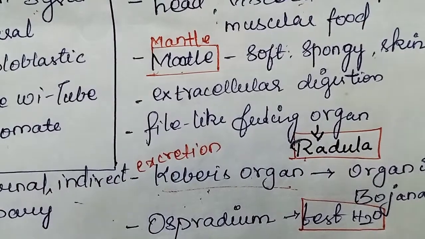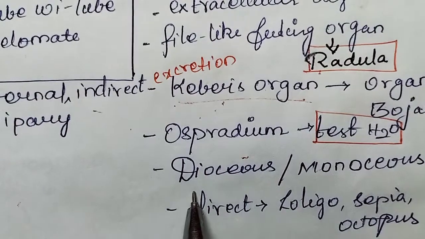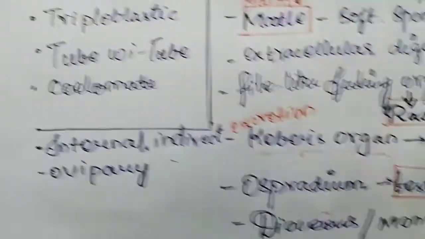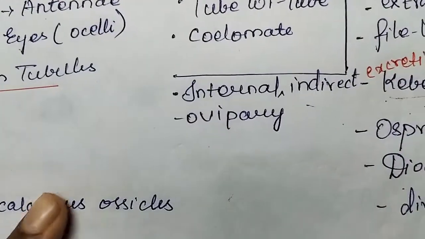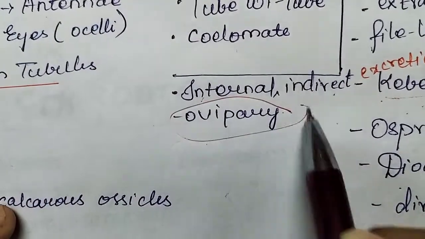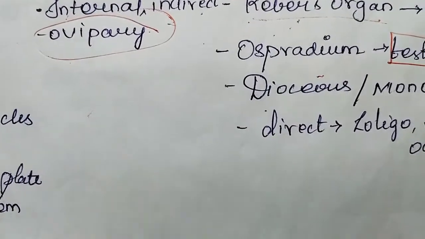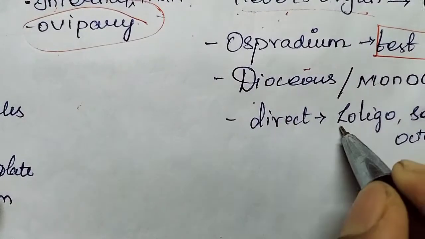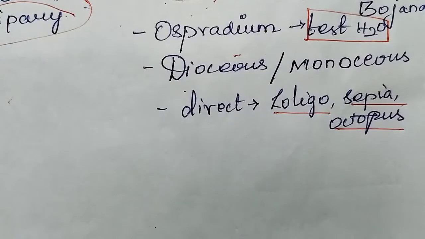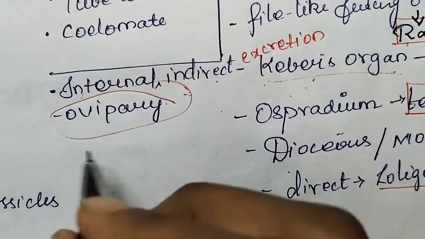Next one is reproduction. They are dioecious and monoecious, with both direct and indirect development. Internal fertilization and indirect development; they are oviparous and lay eggs. If it is direct development, there is no larval stage. Best examples: Loligo, Sepia, and Octopus. If it is indirect, what may be the larval stages?